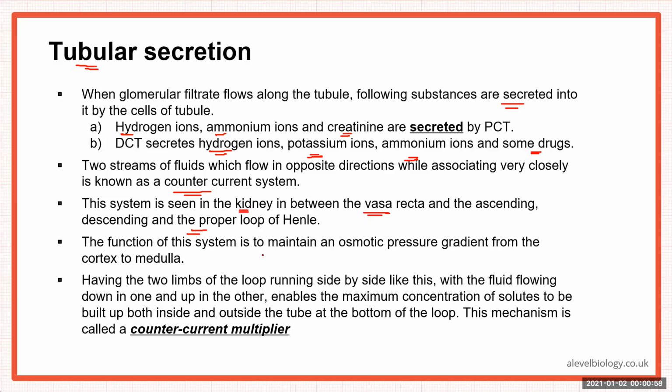The function of the system is to maintain an osmotic pressure gradient from the cortex to the medulla. So what happens because of this? Having the two limbs of the loop running side by side like this, with the fluid flowing down in the descending limb of the loop of Henle and up in the ascending limb, this enables the maximum concentration of solutes to be built up both inside and outside the tube, as well as at the bottom of the loop. This mechanism is known as the countercurrent multiplier.